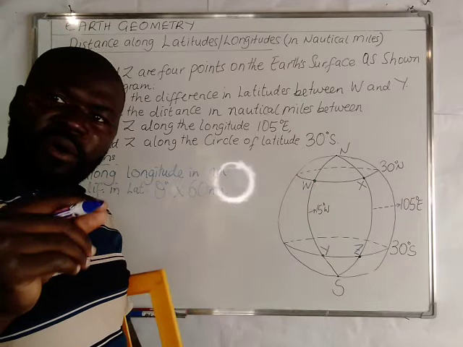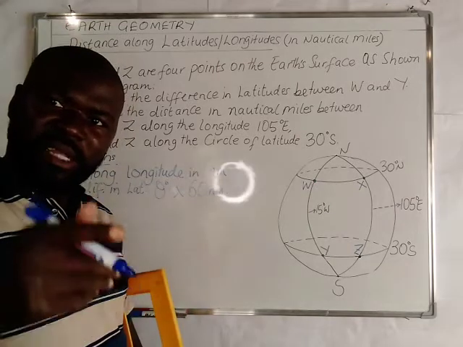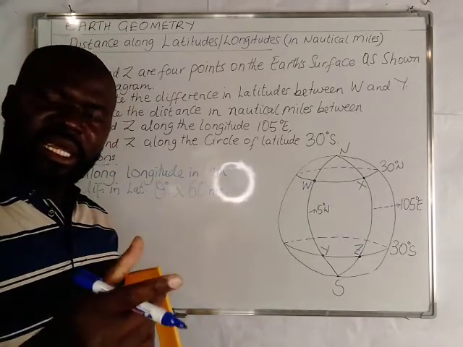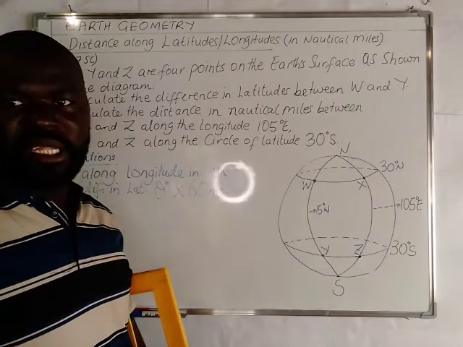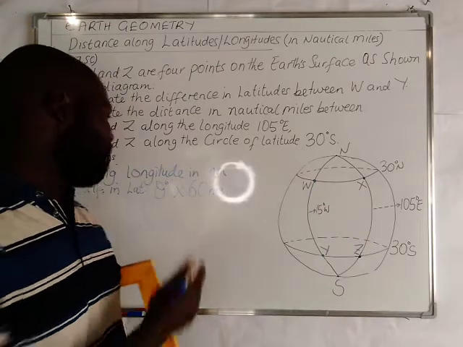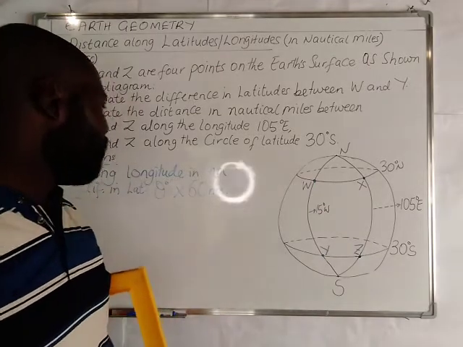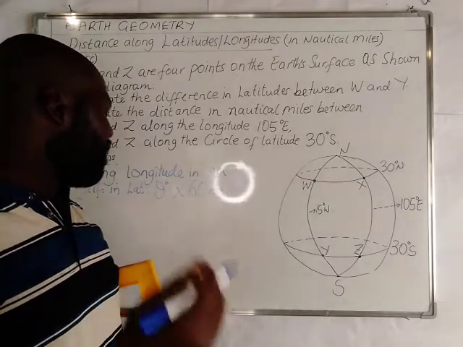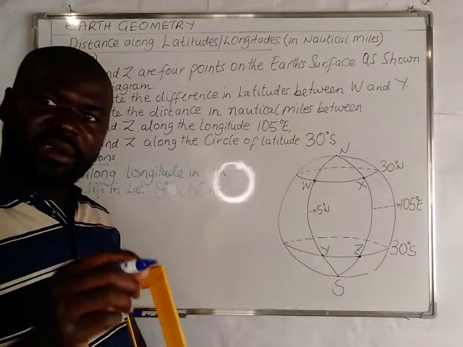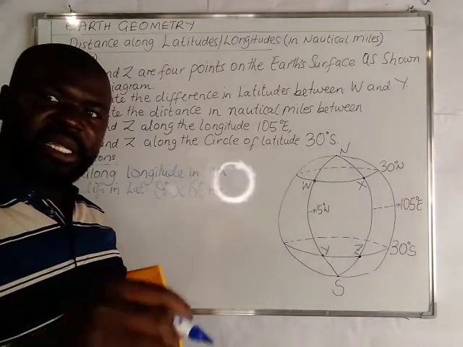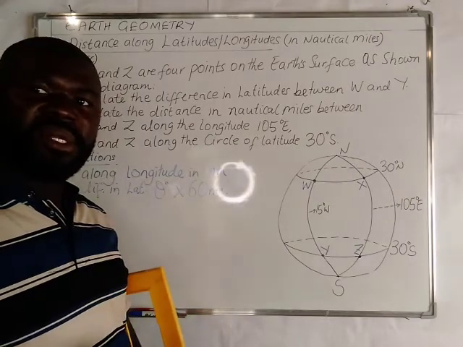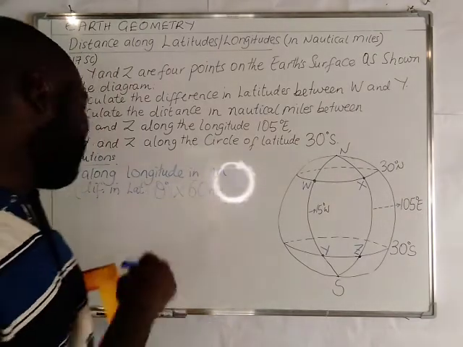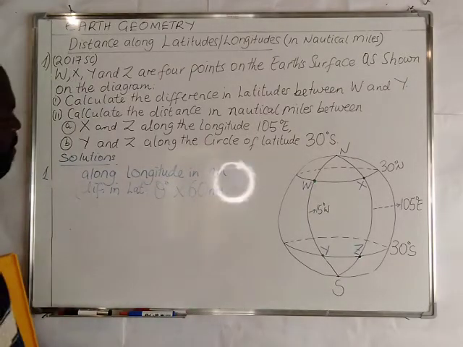The reason why we multiply by 60 nautical miles is that an angle of 1 degree at the center of the Earth subtends a distance of 60 nautical miles on the surface of the Earth. That's simply why we multiply by 60.